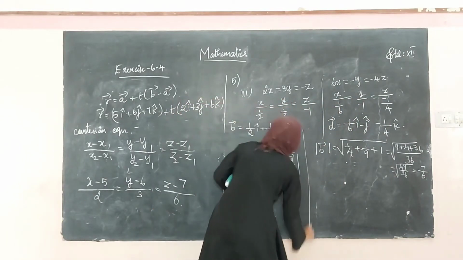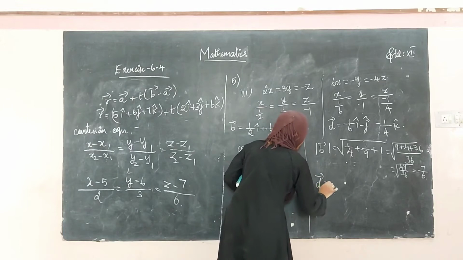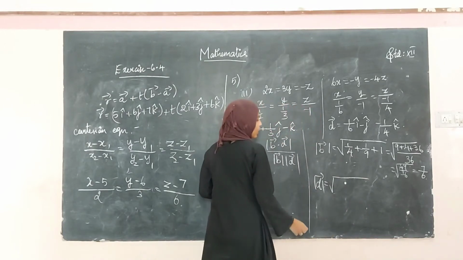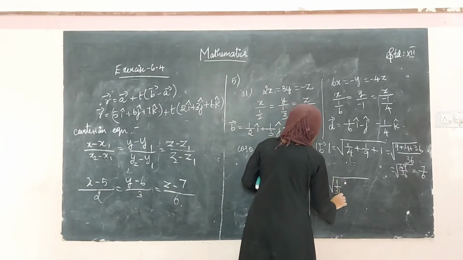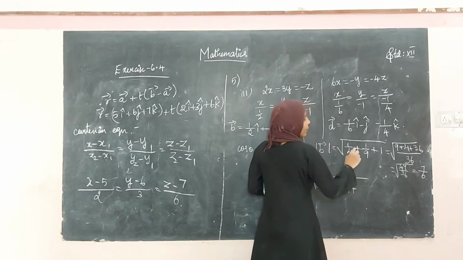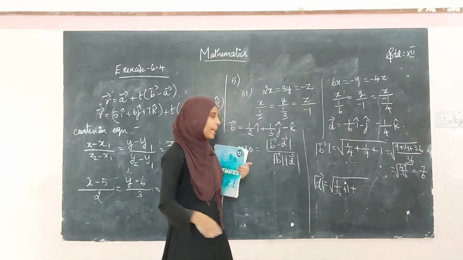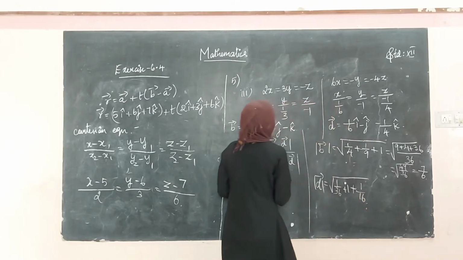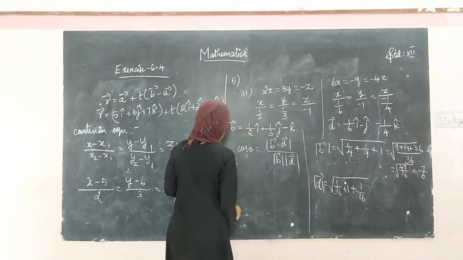Again you have to find modulus of d vector. Square root of 1 by 6 the whole square is 1 by 36, plus minus 1 the whole square is plus 1, plus minus 1 by 4 the whole square is plus 1 by 16. Now we have to find the LCM of 36 and 16.